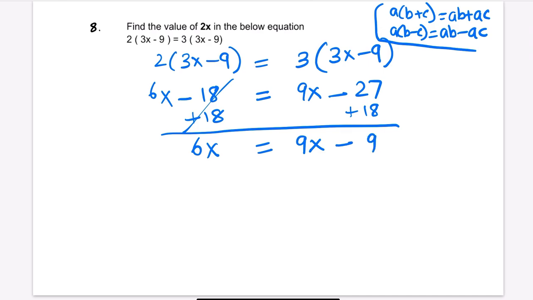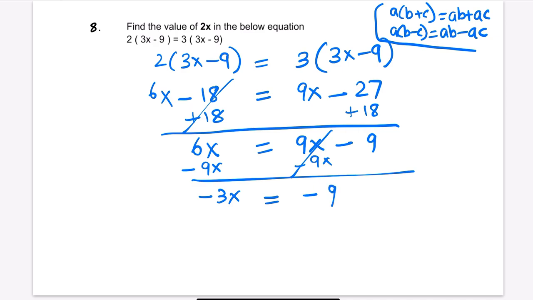Alright. Now let's remove 9x from the right side. I have to do the same operation on the left side. So 9x and negative 9x cancel out. On the left side I am left with 6x minus 9x, which is negative 3x, is equal to, on the right side, negative 9.